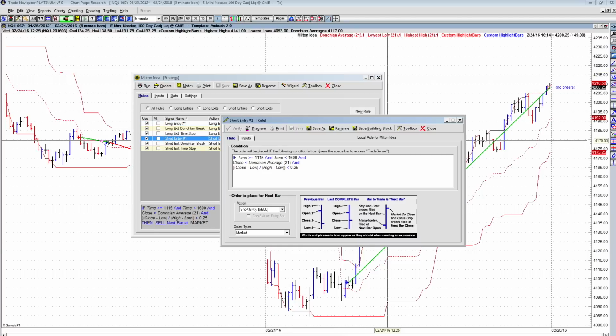Same thing for short entries, just the other way around. Check the time, check if the close is below the Donchian average, and see if the close is in the lower 25%.